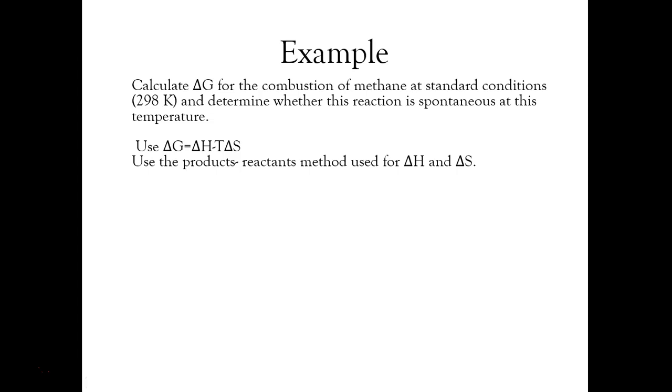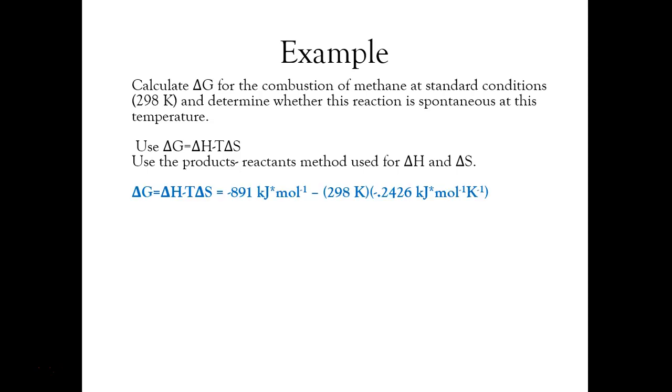Okay, so let's calculate delta G, the change in Gibbs free energy, for the combustion of methane at standard conditions and determine whether it's spontaneous. We're going to use two methods and compare them. We're going to use delta G equals delta H minus T delta S, and we're going to use the same products and reactants method we used for delta H and delta S previously. So, the same equation we've been using.